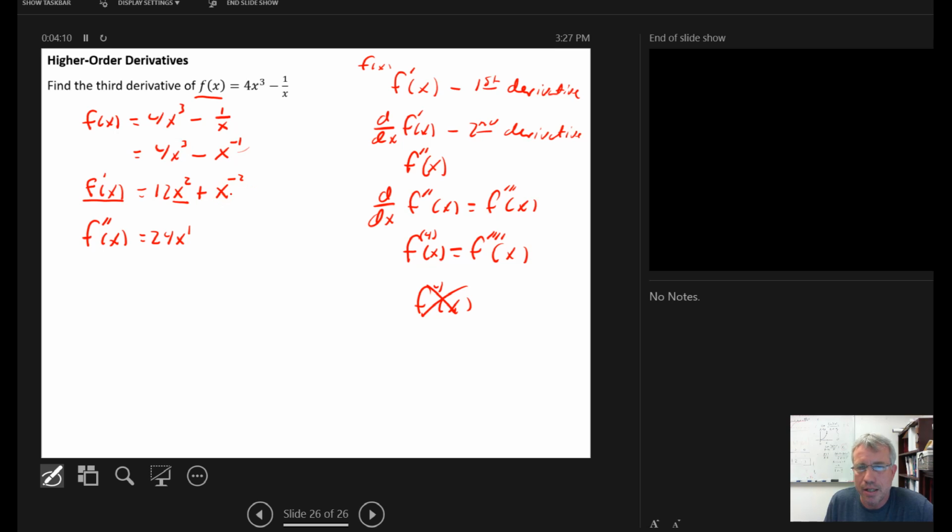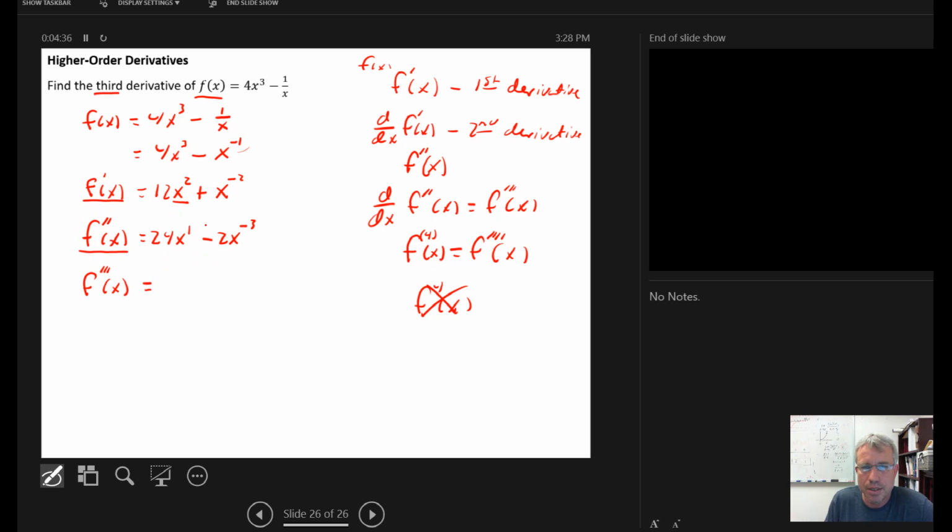Plus x to the negative 2. This is in the form x to the a. So the power rule would say bring the exponent down into the coefficient position on the x, and then subtract 1 from the exponent. So negative 2 minus 1 is negative 3. This is the second derivative. I'm asked to find the third derivative, which means take the derivative of the second derivative.